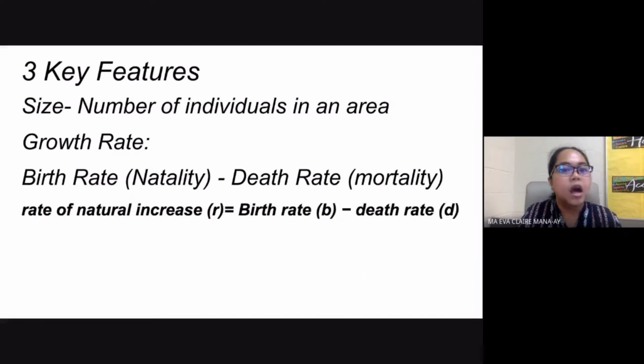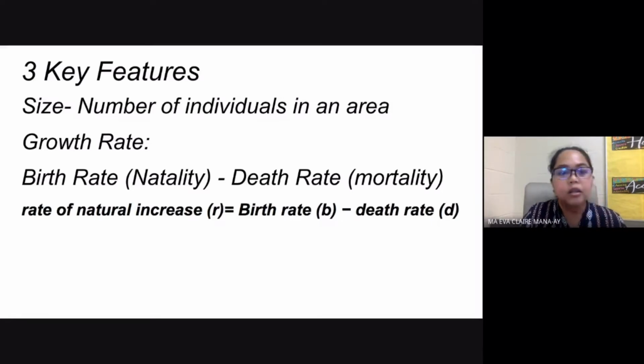Of course, it's pretty obvious when you say population size, this is the number of individuals in an area. This is characterized by your growth rate. Now, a long time ago, your scientists, your ecologists, would only use birth rate minus death rate, or natality minus mortality, as the basis for growth rate. So before, scientists would say the number of babies being born minus the number of people who die would be equal to the growth rate of a certain population.